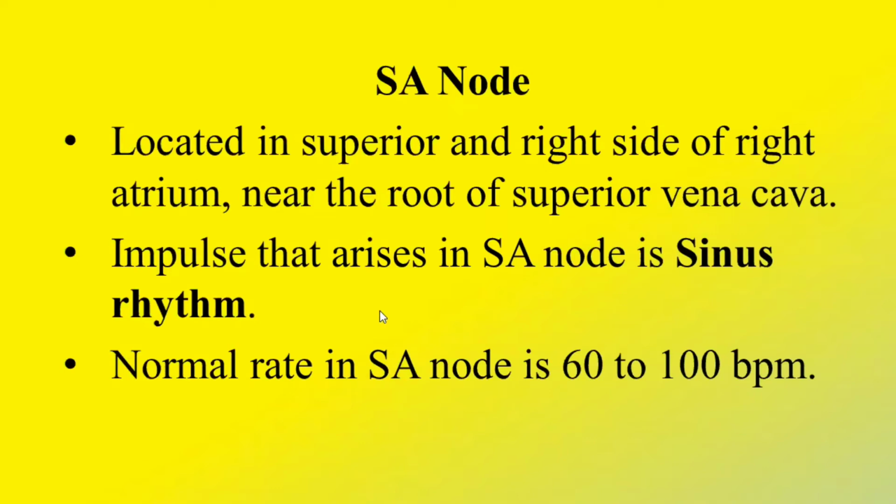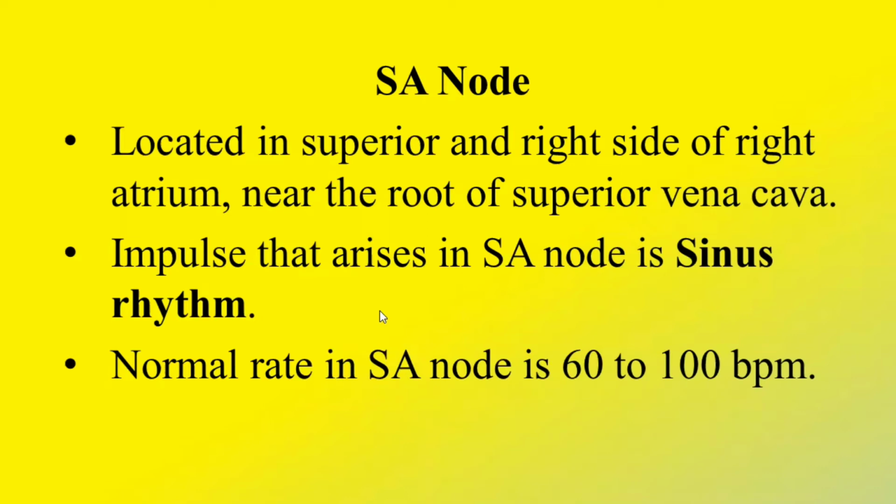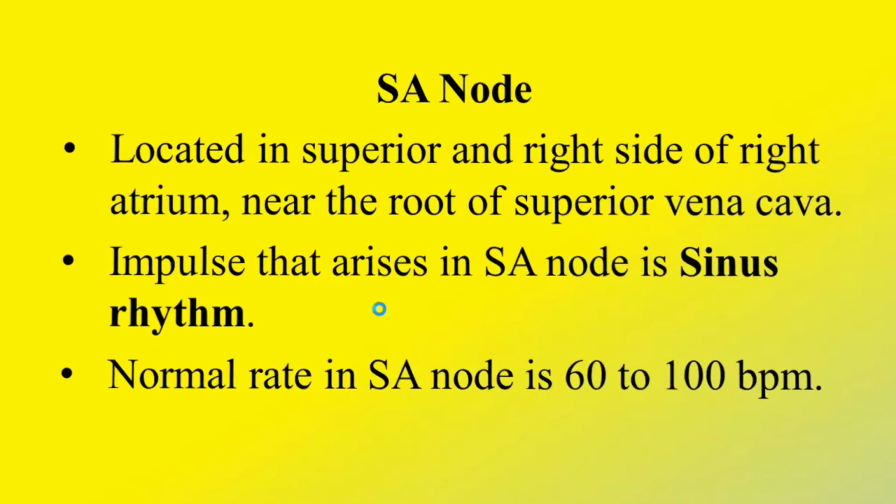From the SA node, the impulse spreads along the three internodal pathways. What are they? Anterior, middle and posterior, into both the right and left atrium. Finally, these three internodal pathways enter the atrioventricular node. And there is another additional internodal pathway. What is that? It is called Bachmann's bundle, which transmits impulse to the left atrium. The normal rate in the SA node is about 60 to 100 beats per minute.